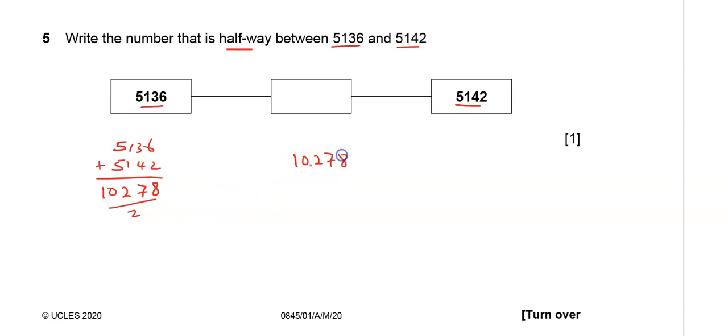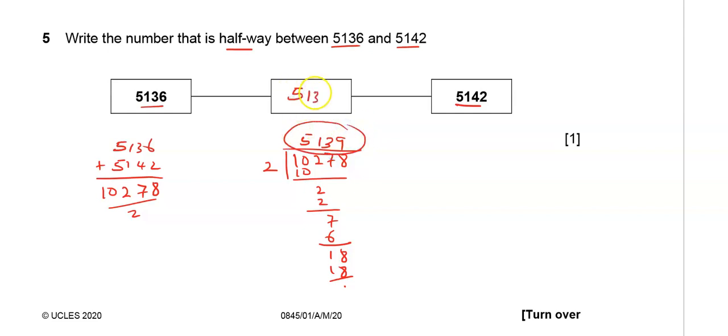10278 divided by 2. 2 goes 5 times into 10. We bring 2 here, get 1. 7. So 2 goes 3 times into 7 for 6. And 7 minus 6 is 1. We bring 8 down here. So it will go 9 times. 2 goes 9 times for 18. So the number that is in here is 5139. That is the number between these two numbers.